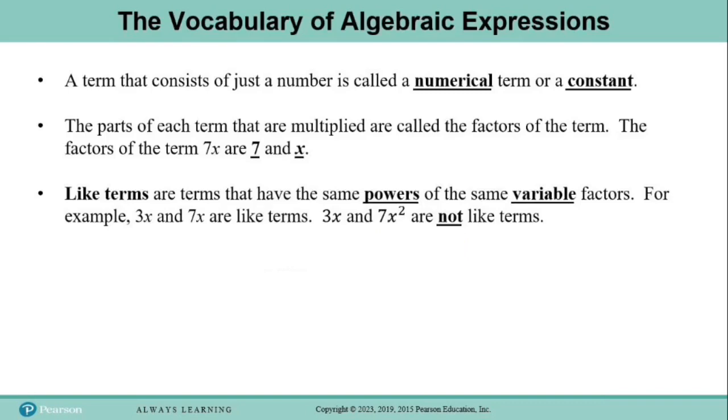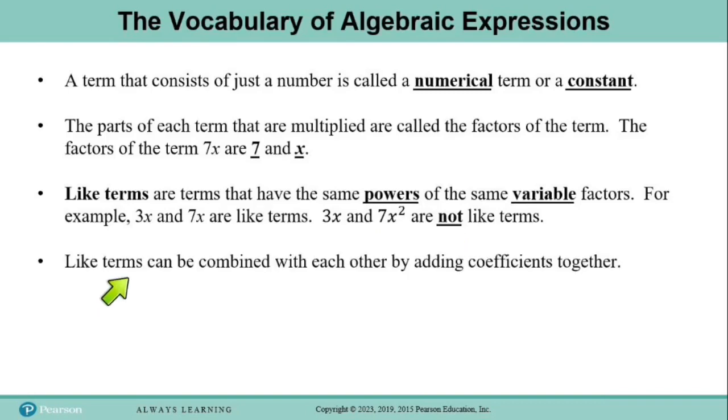Why does that even matter? Well, like terms can be combined with each other by adding the coefficients together. For example, 3x plus 7x is 10x because no matter what x represents, if I have 3 of them here and 7 of them here, then altogether I've got 10 of them. So like terms can be combined by adding their coefficients together.